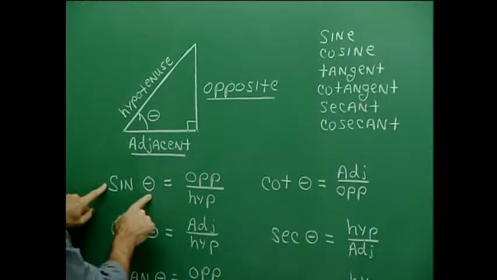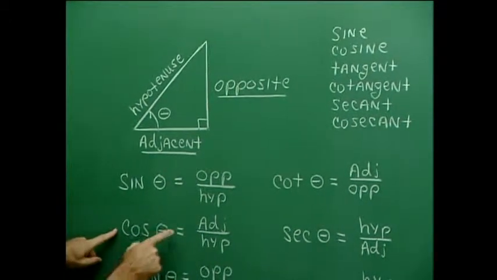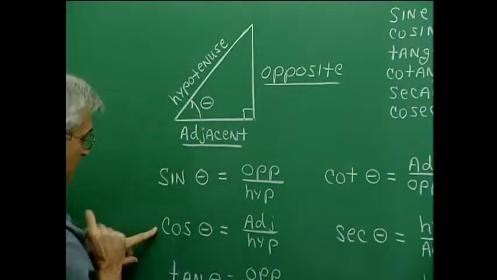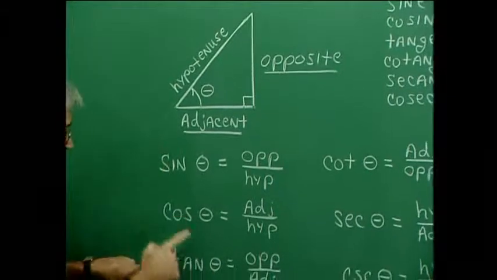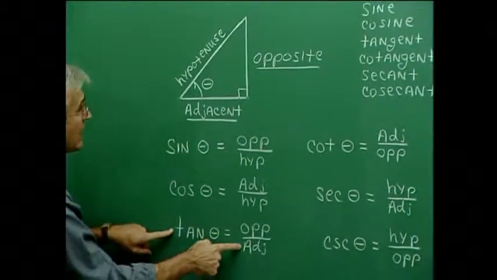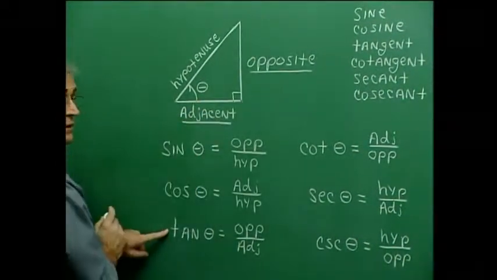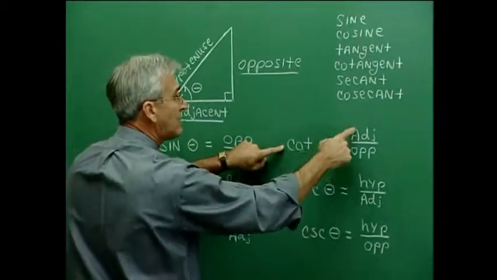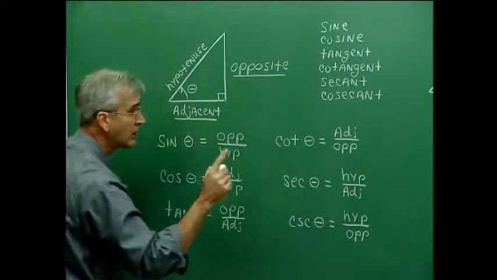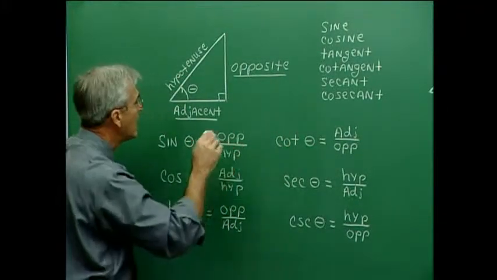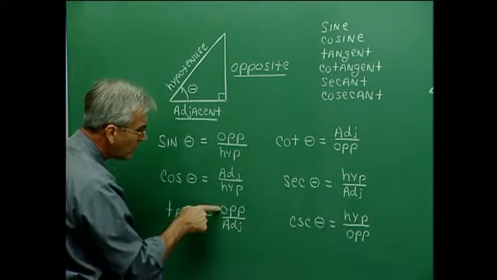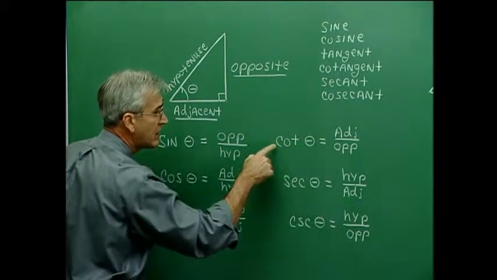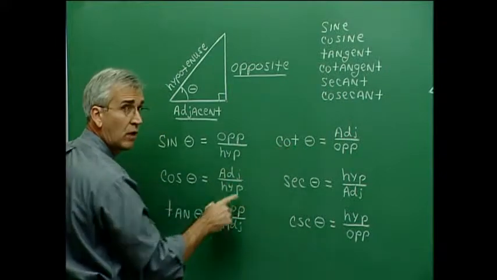So sine is opposite over hypotenuse. Cosine is adjacent over hypotenuse, so it would be this side over the hypotenuse. Tangent, the tangent of theta, is the opposite side over the adjacent side, opposite over adjacent. And then for the others, cotangent of theta is adjacent over opposite. Now, here's what I want you to notice right at the beginning: tangent was opposite over adjacent, cotangent is adjacent over opposite. You see, these happen to be reciprocals of one another.